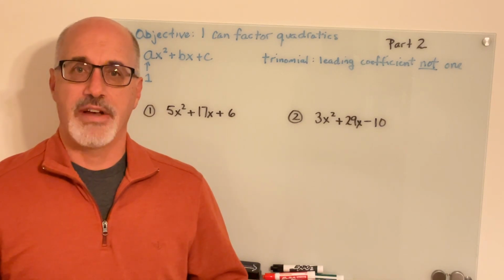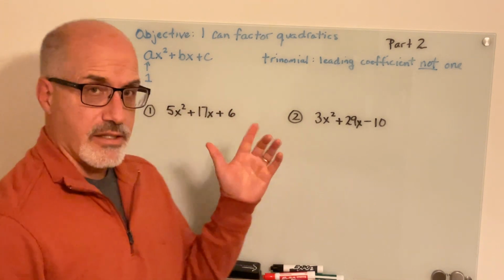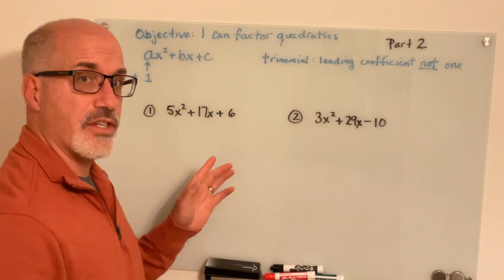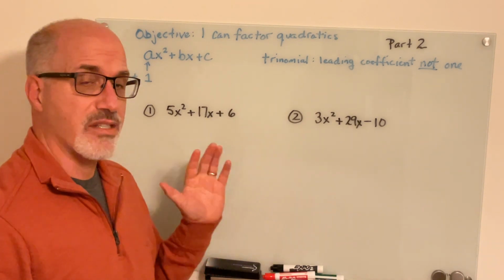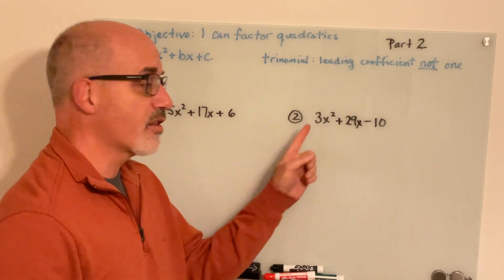This lesson is about factoring quadratics. Our objective is I can factor quadratics. This is part 2 where we're going to look at trinomials where the leading coefficient, the number in front of the x squared, is not equal to 1. So here we have a 5 in front of the x squared and a 3.